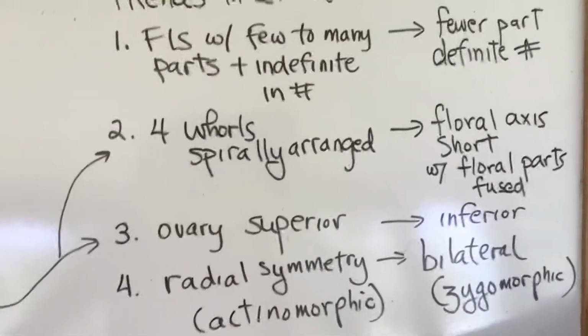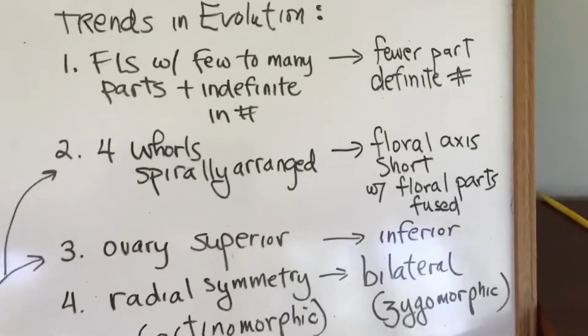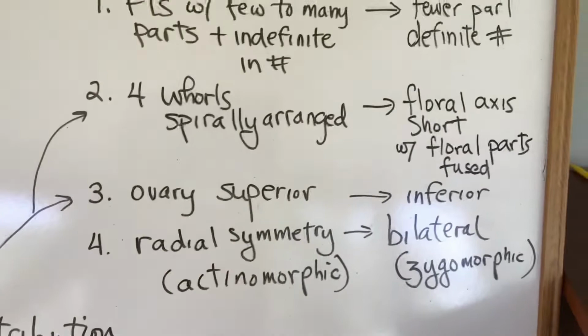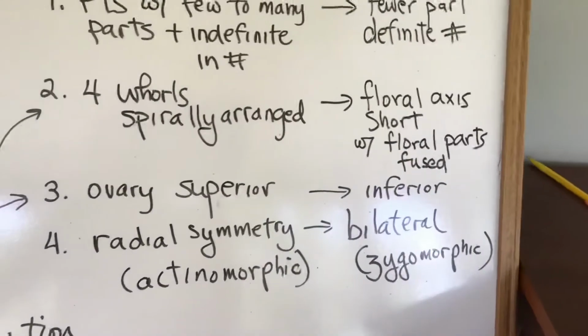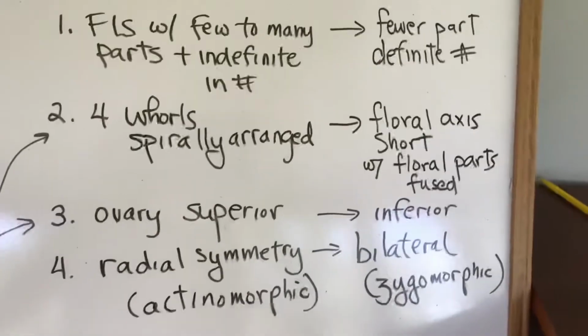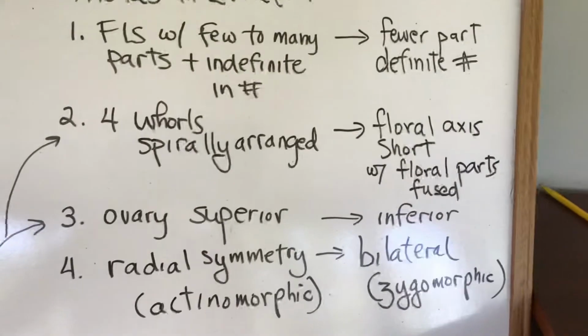Another trend is going from a superior ovary, or hypogynous, to an inferior one, or epigynous. And then also radial symmetry, or actinomorphic flowers, and the trend is towards bilateral or zygomorphic, more complex looking flowers that would have definite numbers of floral parts.